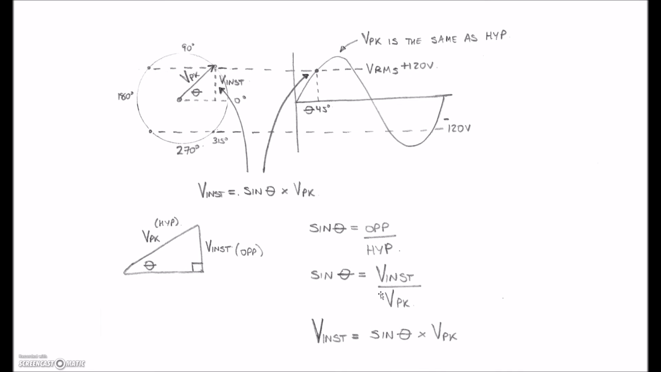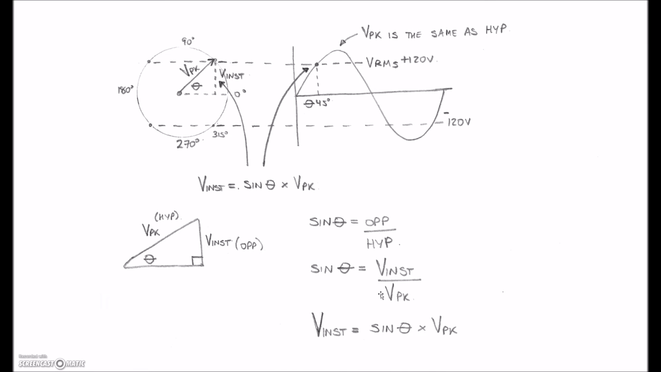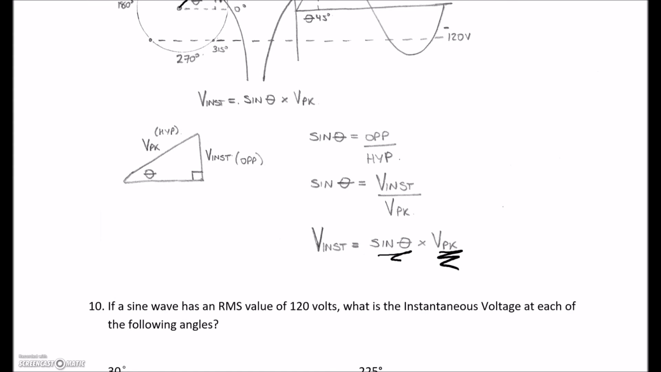And here I've just given you a diagram that you're going to work from. And I've given you the equation here for your instantaneous voltage. It's the sine of the angle times the peak voltage, right? So don't use the RMS. Always use the peak voltage for your instantaneous voltage. The peak voltage is the radius of the circle, and that will never change. The only thing that's going to change here is the angle. Okay, so let's take a look.